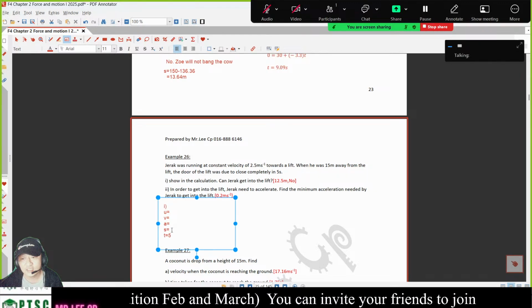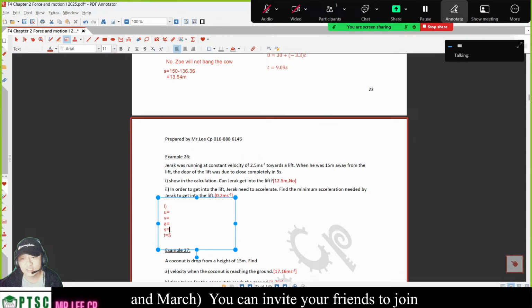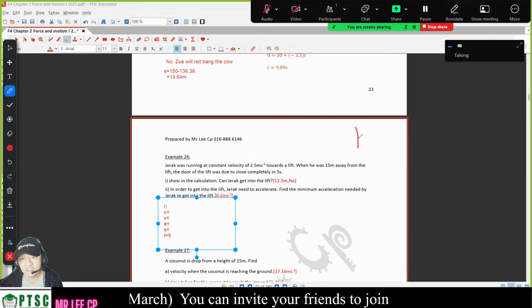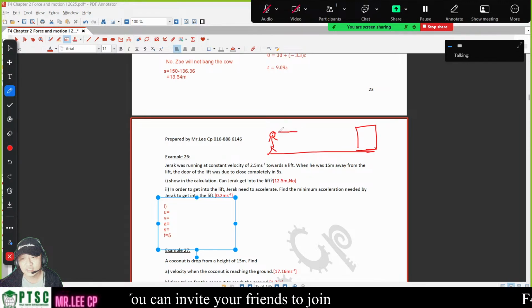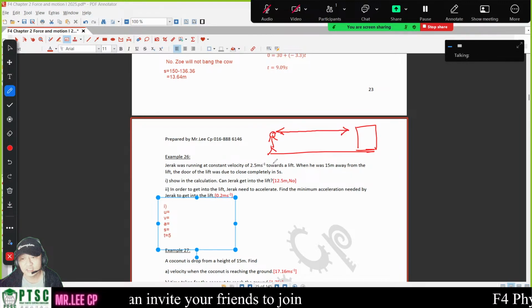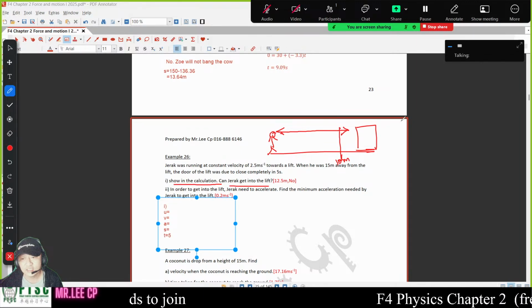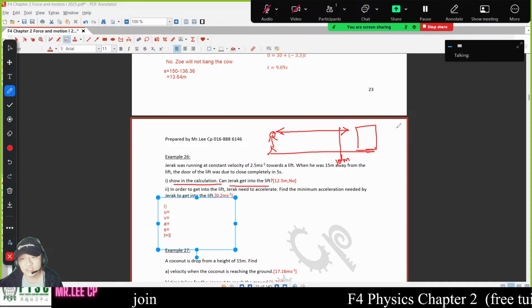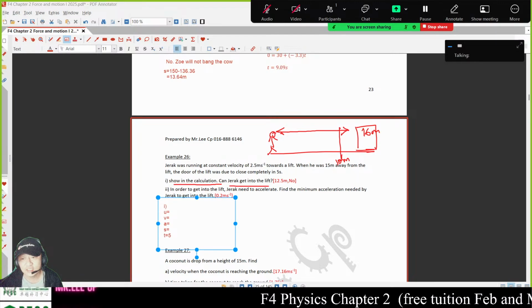S, I don't have S. You tell me, teacher, S is 15? No. This question is asking you, this is the lift, and you are running here with 2.5. So how far will you run? Show in calculation whether you can get into the lift or not. If you go to here, like 10 meter only, you cannot go into the lift. If your answer S is more than 15, like 16, you can go into the lift. So S is the unknown.